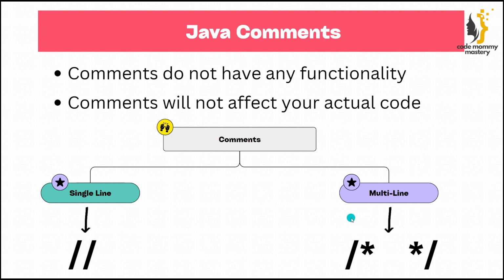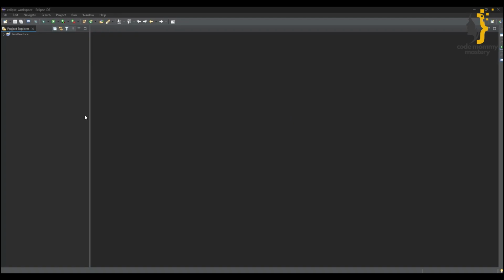Multi-line comments. These are comments that can span multiple lines. They are enclosed between /* and */. Multi-line comments are typically used for more extensive comments, explanations, or annotations that cover several lines of code. Now, let me show how we use those comments in real coding.